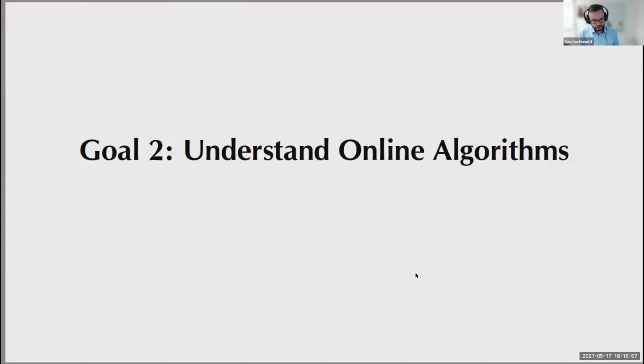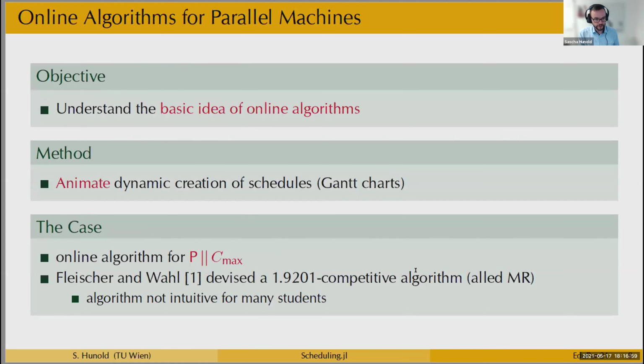And then a huge problem is understanding online algorithms, especially the best ones. So the objective here is to understand these online algorithms, and we do this by actually dynamically creating these schedules. That has helped, and that's also part of Scheduling.jl. One particular example, again for the problem P||Cmax, is the best known algorithm by Fleischer and Wahl, which is 1.92 competitive. This algorithm is not intuitive at all. You can look into this, it's kind of strange at first glance.